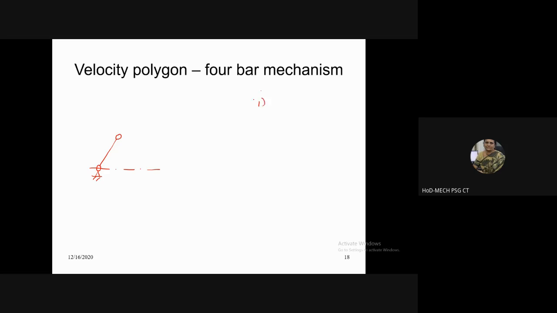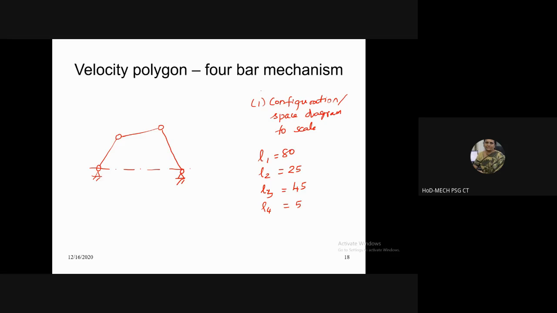The first step is to draw the configuration diagram to scale. Some books also refer to it as the space diagram. What I mean to say is you need to draw the mechanism to scale by adopting the link lengths. Suppose I say L1 is 80 millimeters, L2 is 25 millimeters, L3 is say 45 millimeters, and L4 is say 55 millimeters.